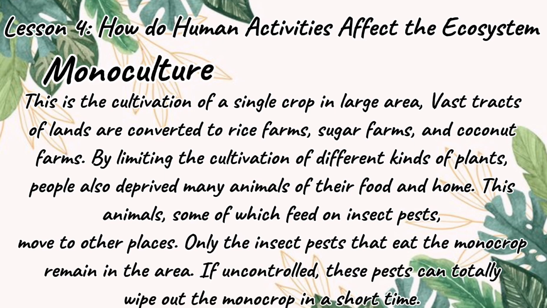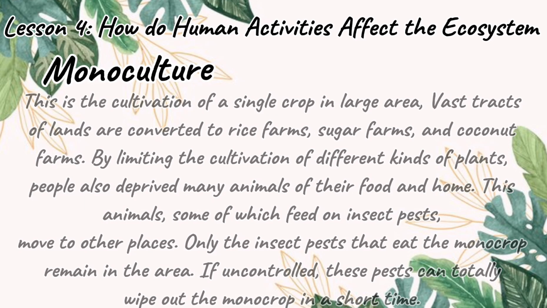Monoculture. This is the cultivation of a single crop in a large area. Vast tracts of land are converted to rice farms, sugar farms, and coconut farms. By limiting the cultivation of different kinds of plants, people also deprive many animals of their food and home. These animals, some of which feed on insect pests, move to other places. Only the insect pests that eat the monocrop remain in the area. If uncontrolled, these pests can totally wipe out the monocrop in a short time.